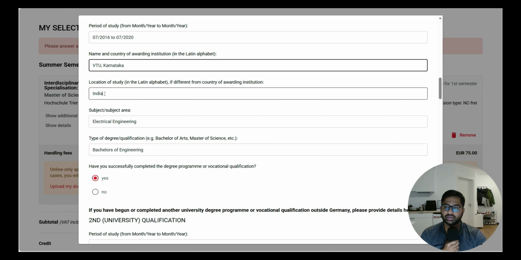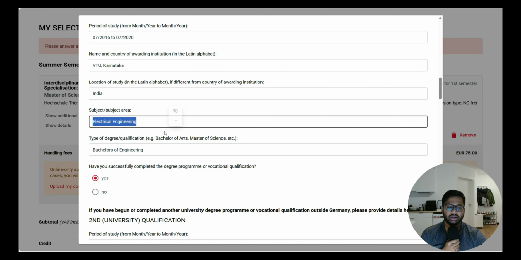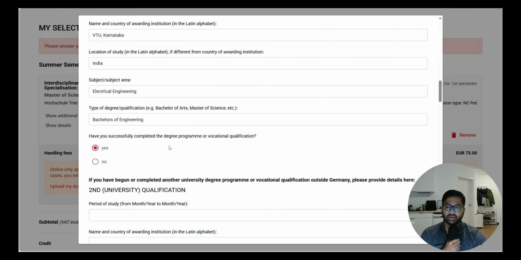Then the location of study is India. The subject area is electrical engineering. Then the type of degree qualification is Bachelor of Engineering. Have you successfully completed the degree program? Yes, we have successfully completed the degree program. If you are a person who is still pursuing and has not finished your degree program, then you can click no. Then you need to upload the progress certificate in the document section.